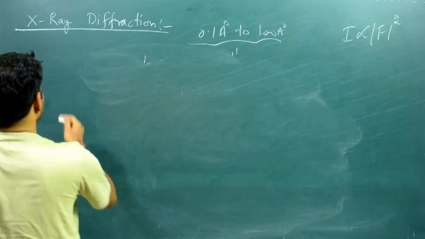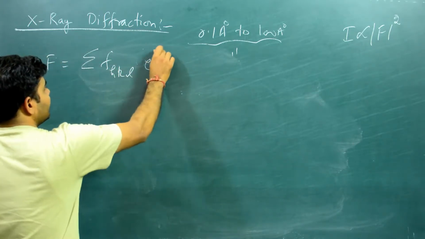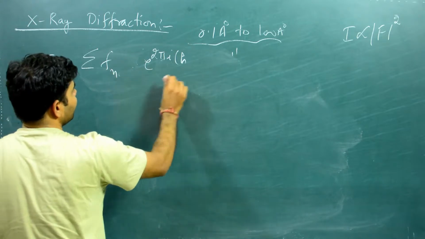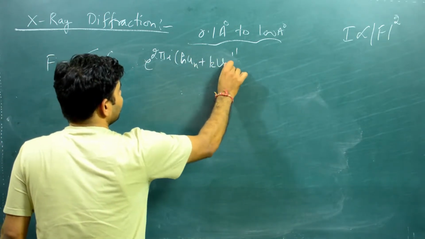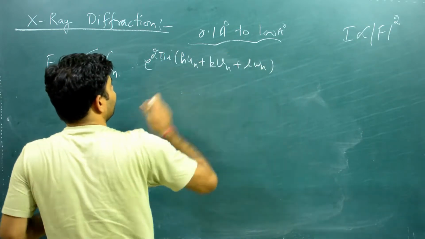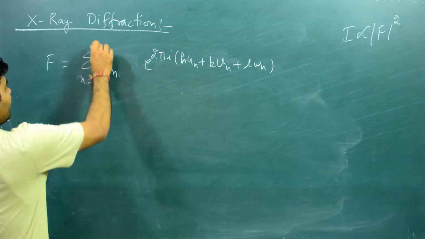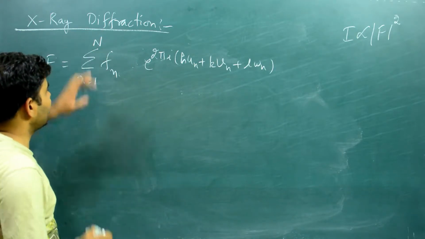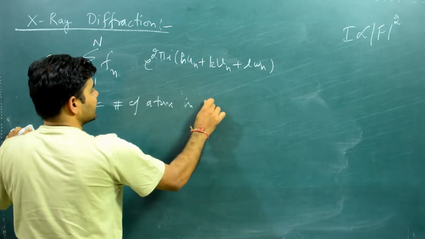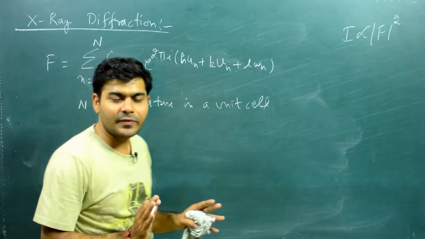I will write down the F again here, which is the summation of f_n e^(2πi(hu_n + kv_n + lw_n)), where n runs from 1 to capital N, where capital N is the number of atoms in a unit cell. Okay.